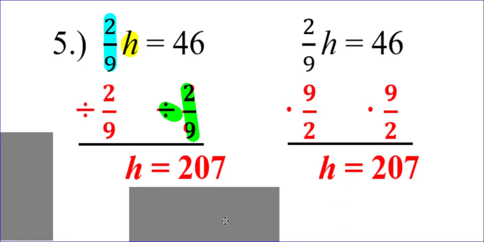So, in a nutshell, always ask what's happening to the variable and do the inverse of what's happening to it to get the variable by itself. That is how you solve an equation.